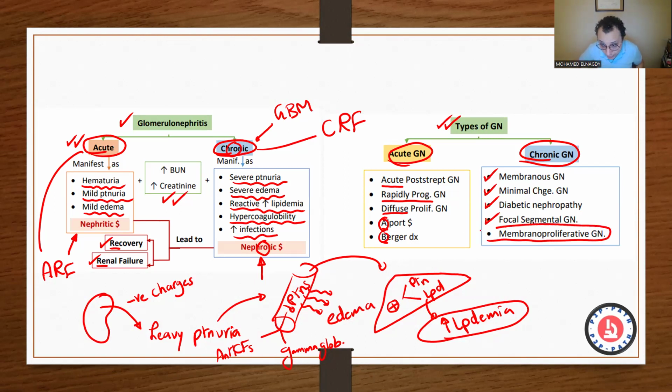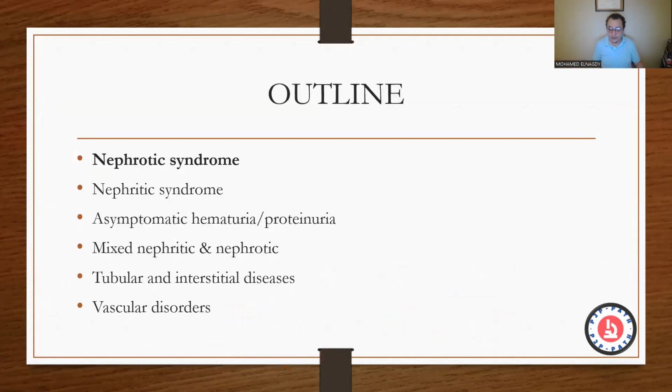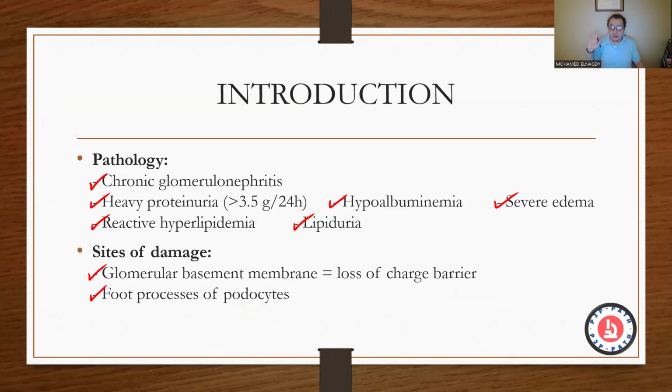Membranoproliferative is actually the one which should be included under both. And this is the one that I'm going to explain in the next session. Okay, so now we got it. We know now how we can differentiate which one is nephritic, which one is nephrotic, which one is acute, which one is chronic, which one is scary, which one is not scary. So let's start now with nephrotic.